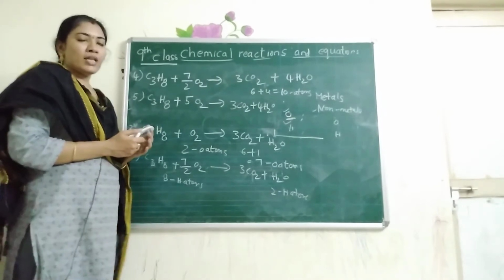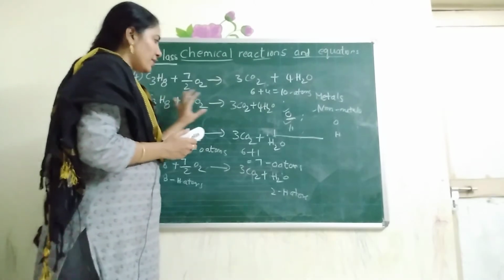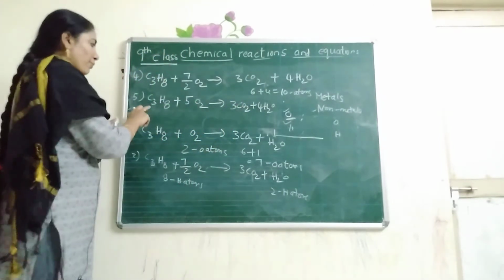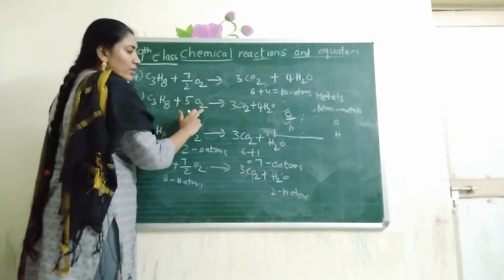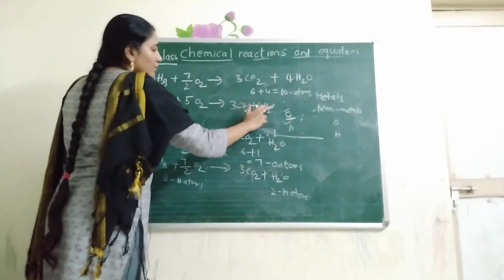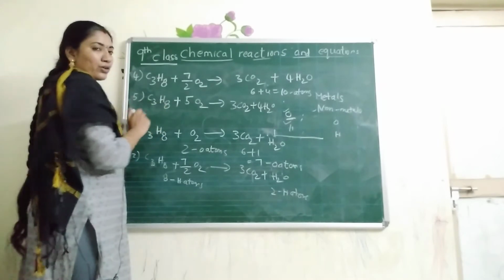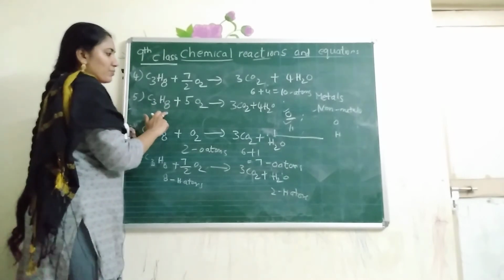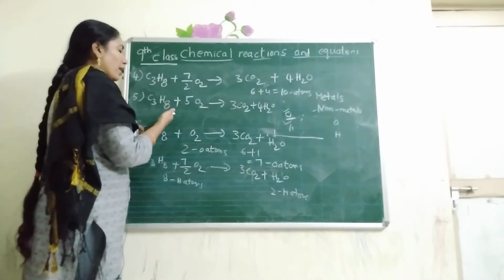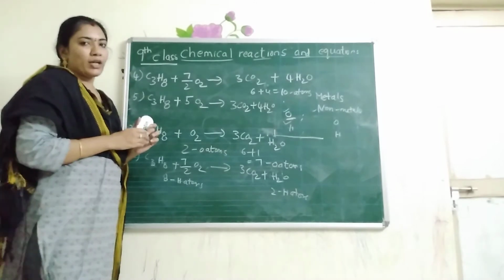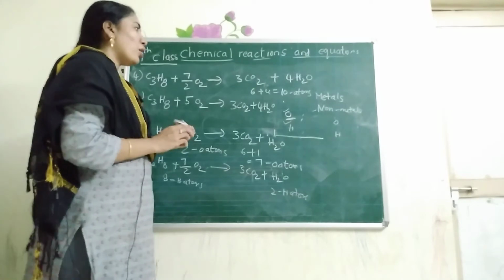Then check the number of atoms on the reactant side and the number of atoms on the product side. How many carbons here? 3 carbons. Here also 3 carbons. The number of oxygens: 5 twos are 10; 3 twos are 6 plus 4, so 10 oxygen atoms. Then check the hydrogen atoms. Here 8 hydrogen atoms. On this side 4 into 2, 8 hydrogen atoms. Therefore, the number of atoms on the reactant side is equal to the number on the product side. So we can say that the equation is balanced, isn't it? This is the way of balancing an equation.